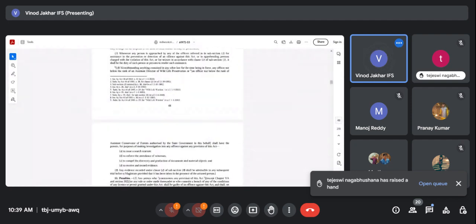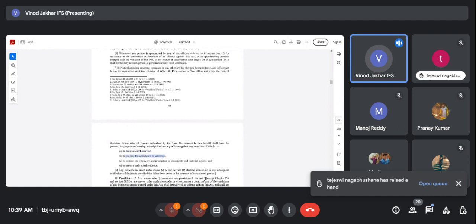Yes, this provision. Notwithstanding anything contained in any other law, any forest officer not below the rank of assistant director or assistant conservator of forest, which you will become once you get selected to IFS. Your first posting would be as assistant conservator of forest. So an ACF has the power to issue a search warrant.